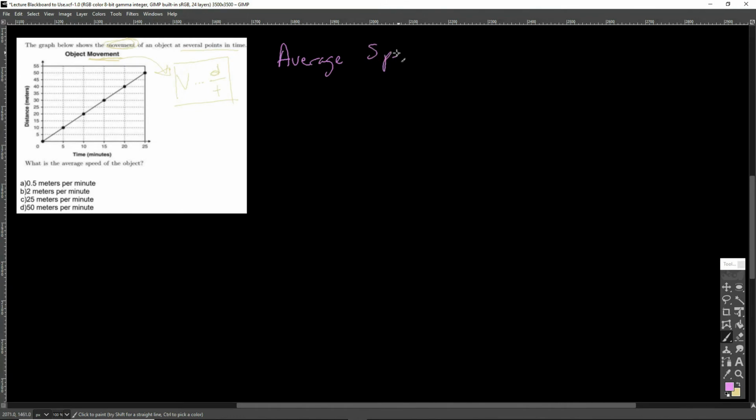Average speed. Okay, so I'm sure this word probably threw some of you off. But it really didn't matter, actually. You could have just calculated this and you'd have been just fine. Because it turns out this thing's going at a constant speed. You know that because the slope of this line is constant. So let's first put down that this object is going at a constant speed.